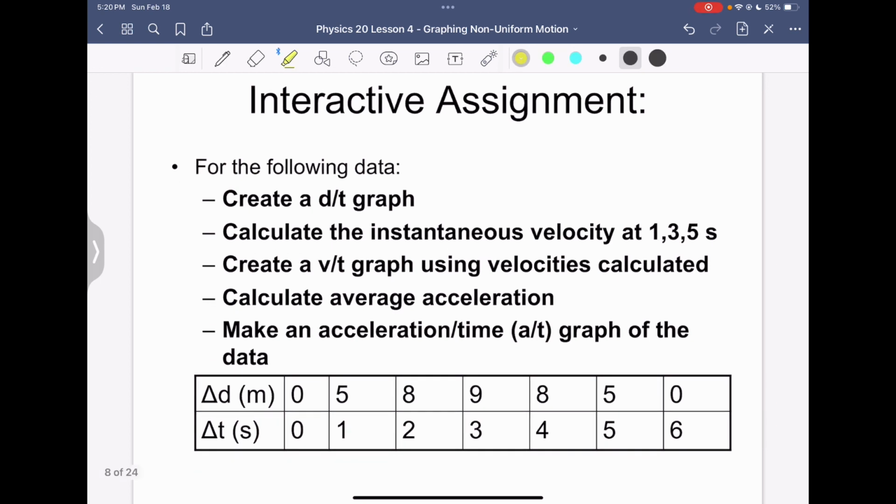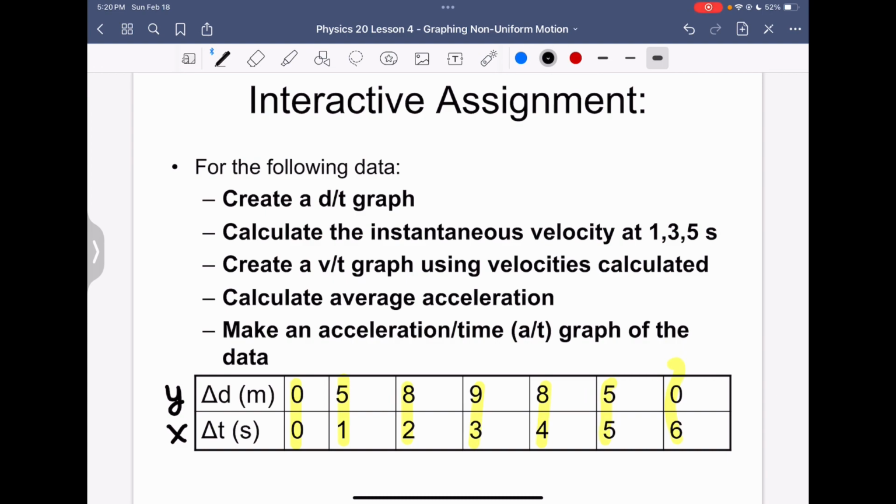We are going to take these in terms of an ordered pair. 5 and 1, 8 and 2, 9 and 3, 8 and 4, 5 and 5, 0 and 6. Because displacement is always represented by the y, I'm going to put a y here. Because time is always on our x-axis, I'm going to put x here. And now I'm going to go back and forth between this slide and put these on the grid that would make up our displacement versus time graph on the next slide.